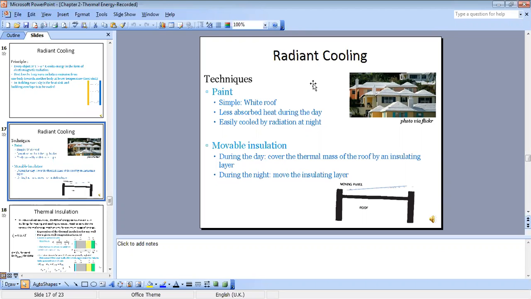Now, in case we are using another technique, like a thermal mass, for example, we can cover the thermal mass of the roof by an insulating layer during the day, because during the day we don't want it to absorb the heat. So we put an insulation. And during the night, we remove the insulation in order to allow for heat transfer to the external side by radiation.